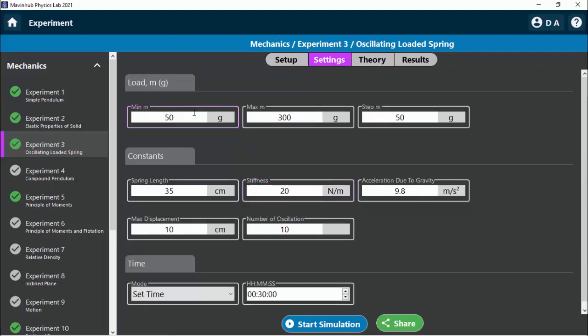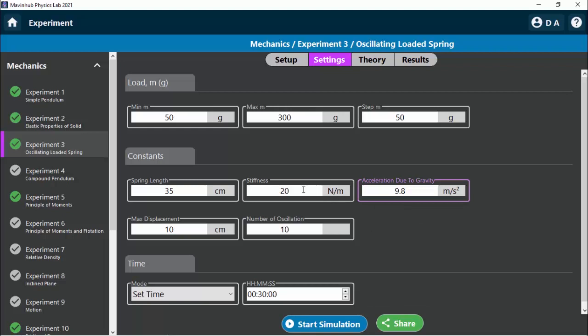Okay, so we are under the settings. Under the settings, you'll be expected to change the reading range. This determines the readings that you will take. Then this section determines the constants, like what the stiffness of the spring should be and what acceleration due to gravity we should use. In this case, we are using the Earth's acceleration due to gravity.